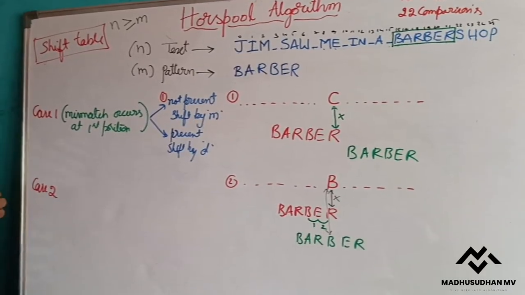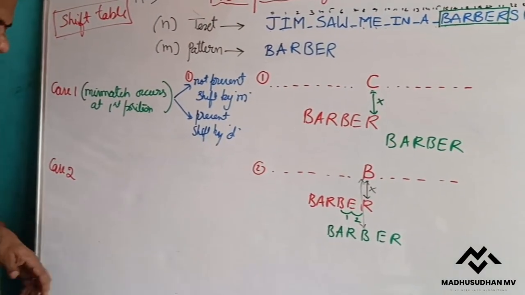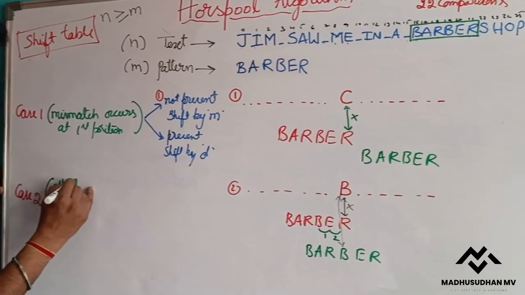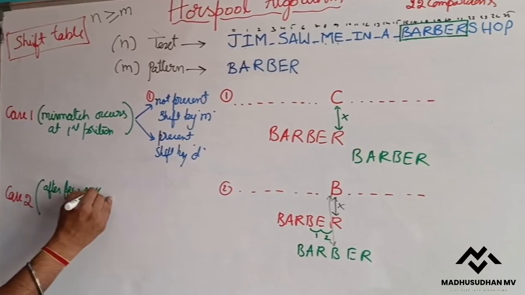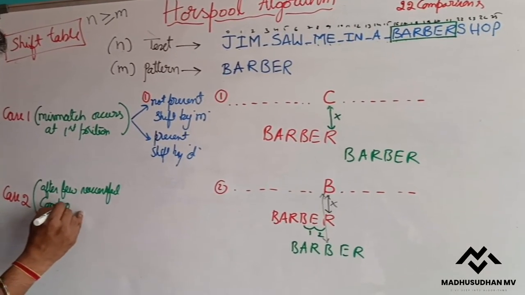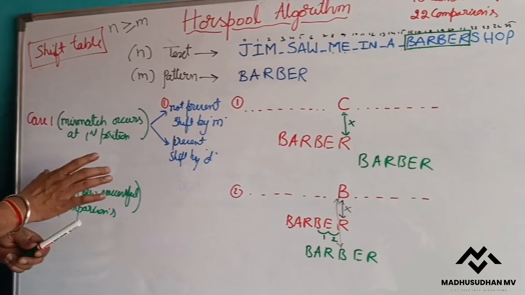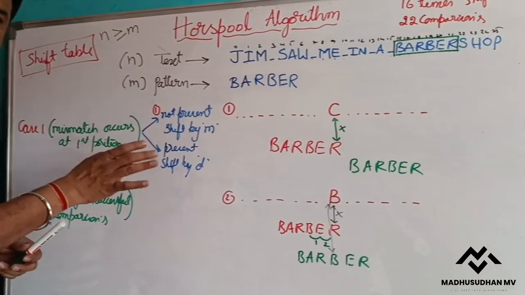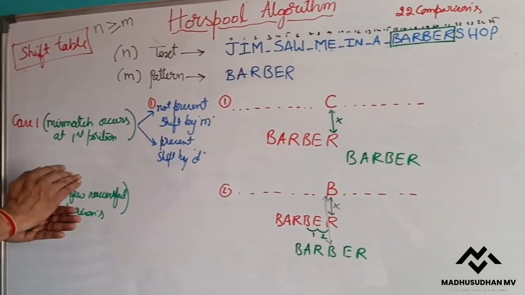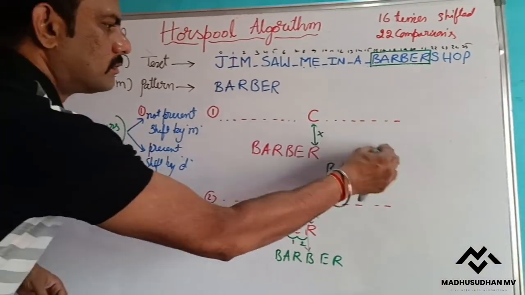Case 2. Now mismatch occurs after a few successful comparisons. So you see, in case 1, the mismatch occurs at the first position itself. But in the second case, the mismatch occurs after a few successful comparisons. Okay, now at that time, what to do? Now let us take this example only.